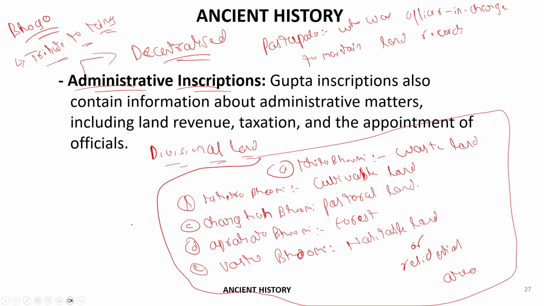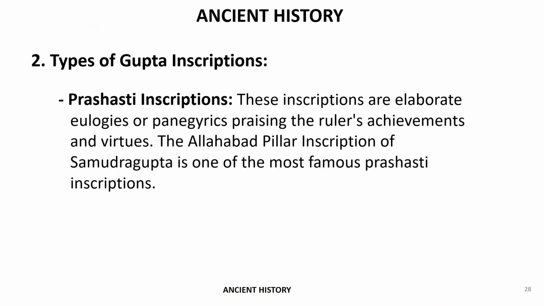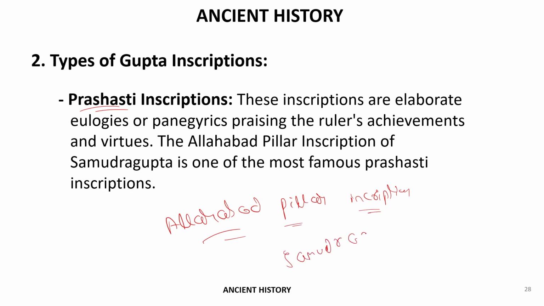Types of Gupta inscription. First is the Prashasti inscription, also known as the Allahabad pillar inscription, which mentioned Samudragupta. It was composed by Banabhat, who was the architect for this inscription, which talks about Samudragupta and praises his achievements and virtues. Got it? Now let's move forward.